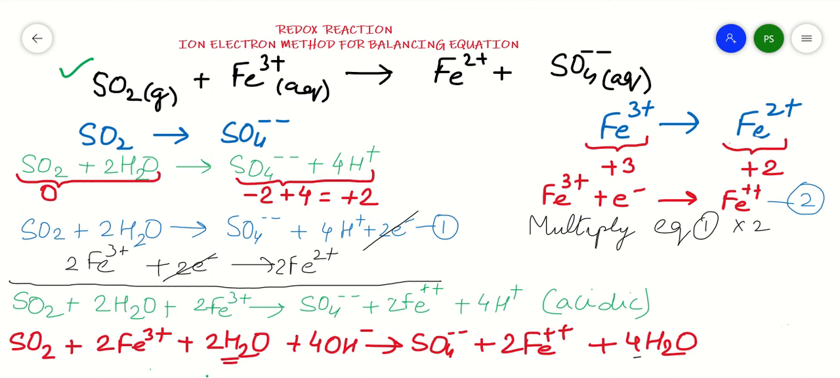So I will simplify this equation more and remove the 2H2O from both sides, and correct the total number of water molecules. So now this equation is balanced in basic medium. So this is how we balance a chemical equation by the ion-electron method. Thank you, children.